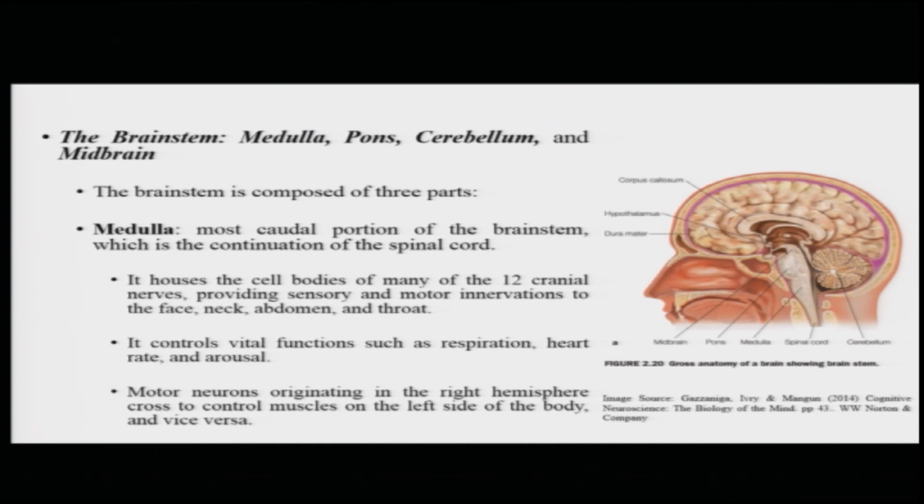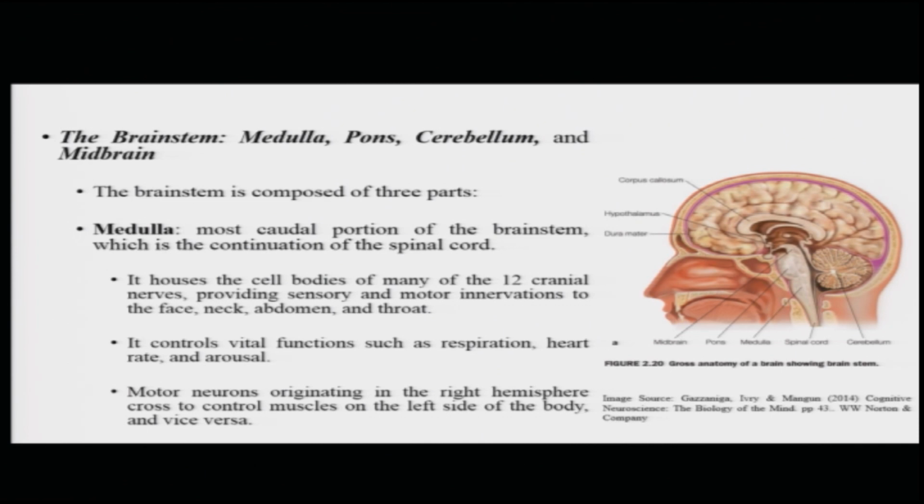Let us go from the spinal cord into the brain stem. You can see here that this is the spinal cord, and this structure here up till here is referred to as the brain stem. The brain stem basically consists of three main parts, the medulla, the pons and the cerebellum. We will talk about these three areas in some detail now. Medulla is the most caudal portion, the backwards portion of the brain stem, which is a continuation of the spinal cord itself.